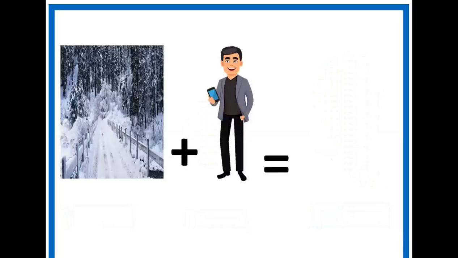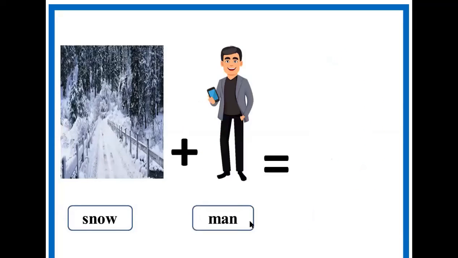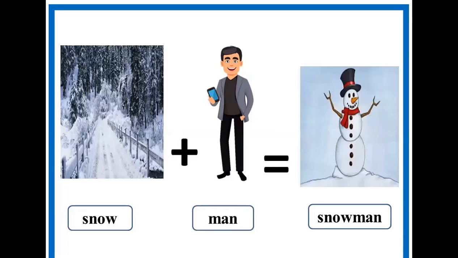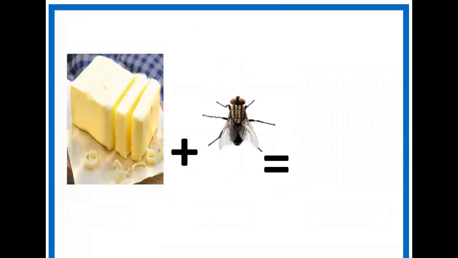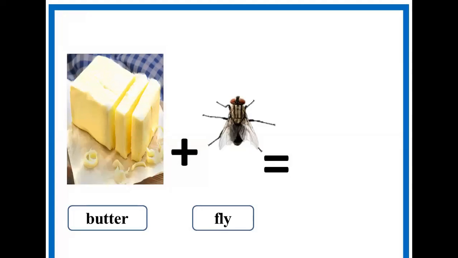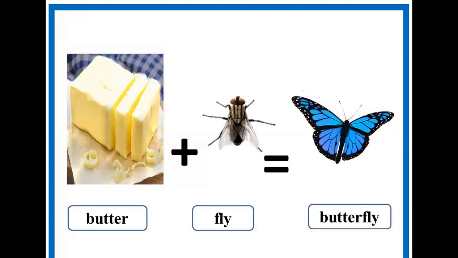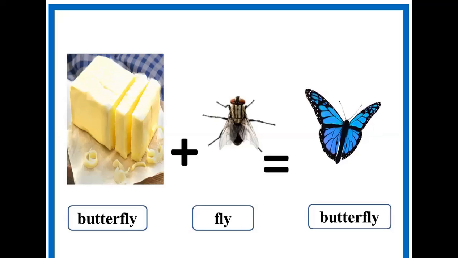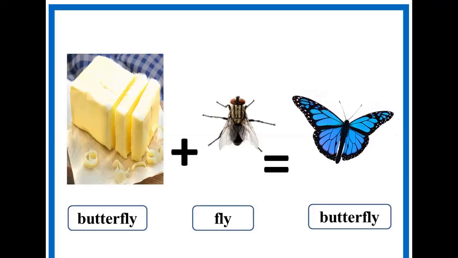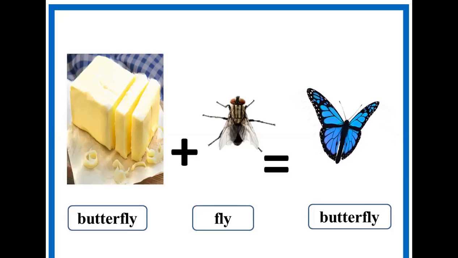Our third example is snow plus man, and we get the compound word snowman. Children, our fourth example here is butter plus fly, and we get the compound word butterfly. Children, I hope you have understood what compound words are and how they are formed. Let's now try doing the textual exercise.